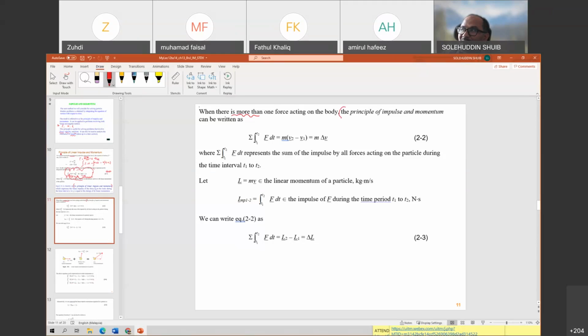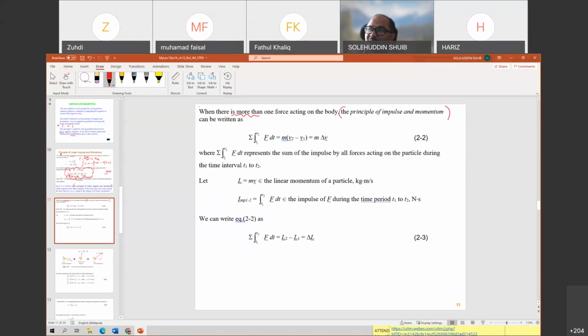Principle of impulse and momentum. Okay. So if we have more than one force acting on the body, we put this summation sign, right? Summation. We put summation. Summation of force equal to, again, M times V1 minus V2.